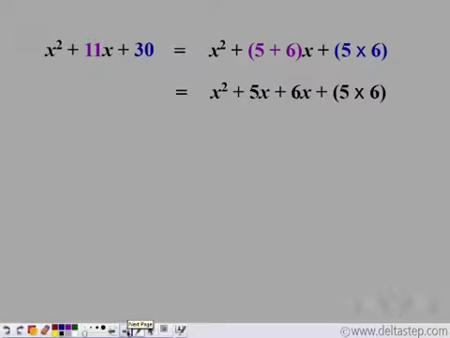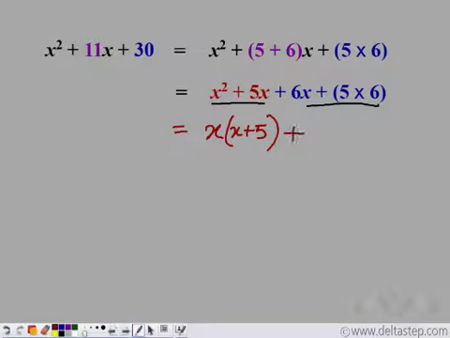Now, how many terms do you have here? You have 4 terms. Can you try and factorize it by grouping because you have an even number of terms? Yes. So consider these two and these two. These two terms have an x common. These two terms have 6 common. So let us take x common from here, and we get x plus 5. And from here, if we take 6 common, we get x plus 5.